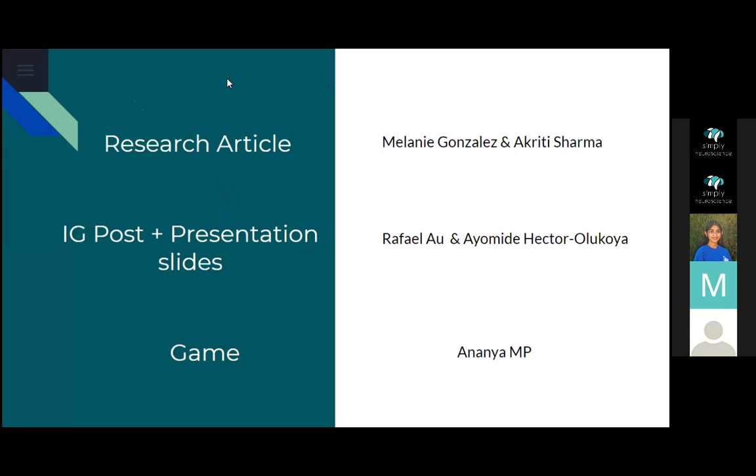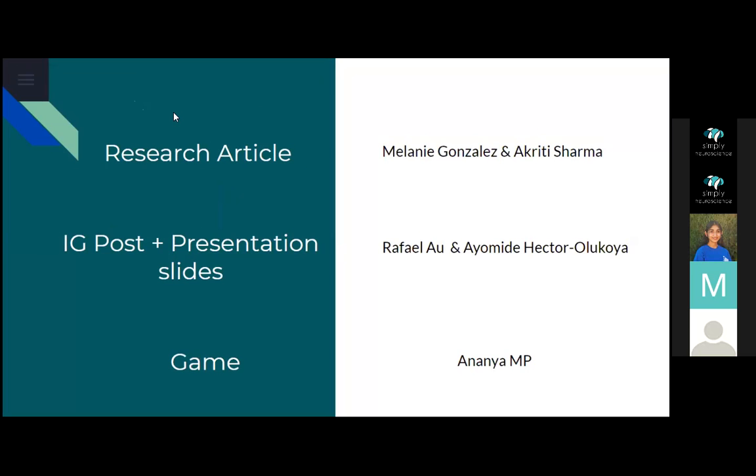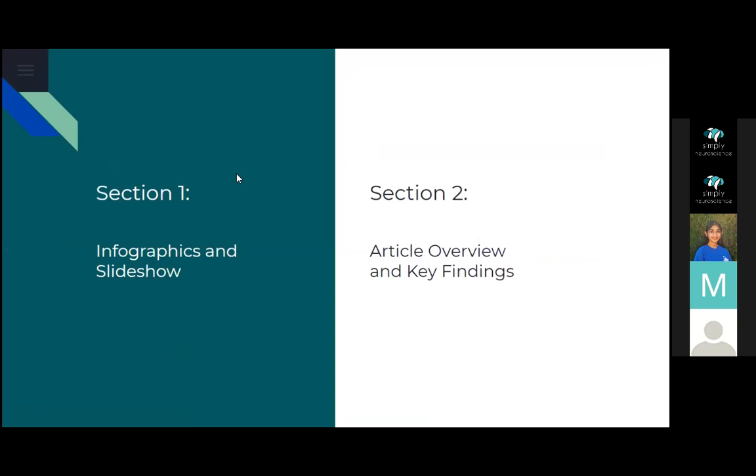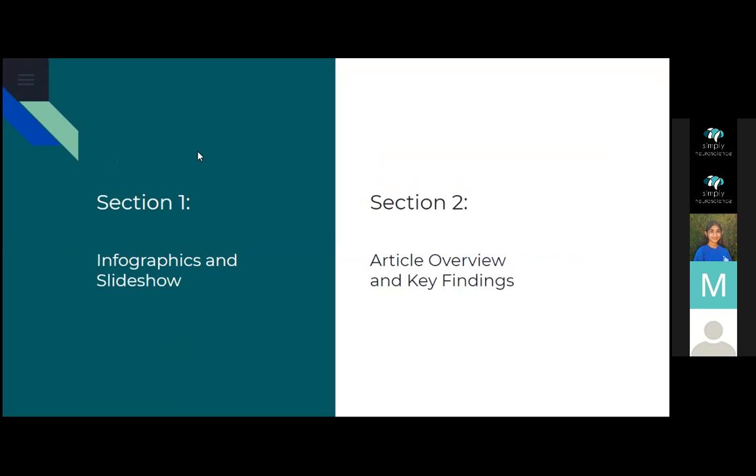So in our group, we created a research article that was done by Melanie and I. We also created an infographic and the slideshow that was created by Rafael and Ayomide. And then we also created a game that was created by Ananya. Next slide. So we're going to be talking about the infographic and the slideshow today, as well as some article findings and some key developments that we found when we were researching.